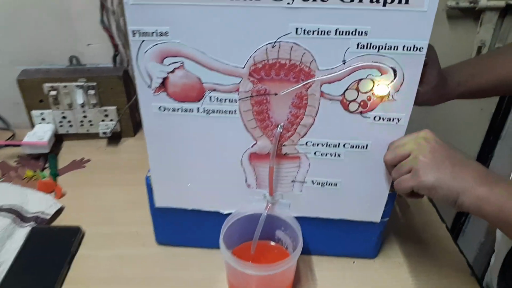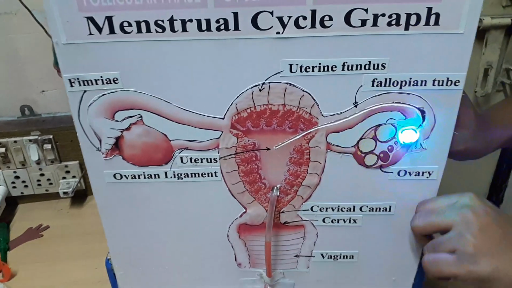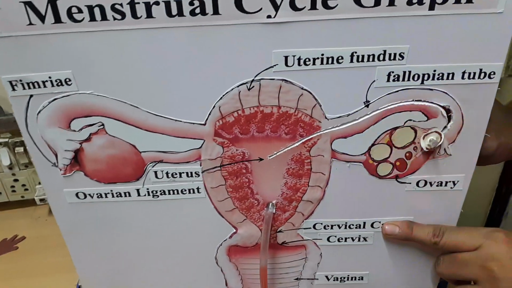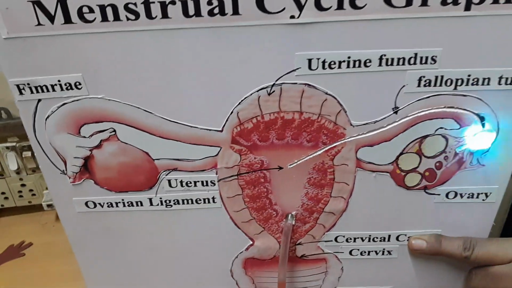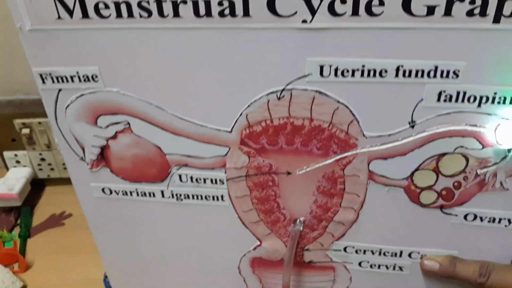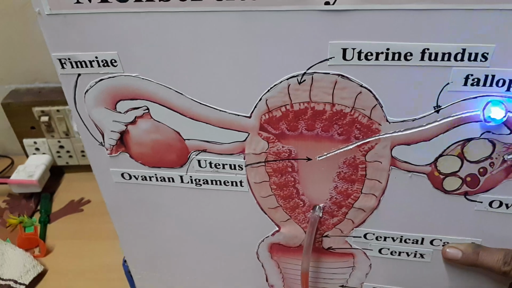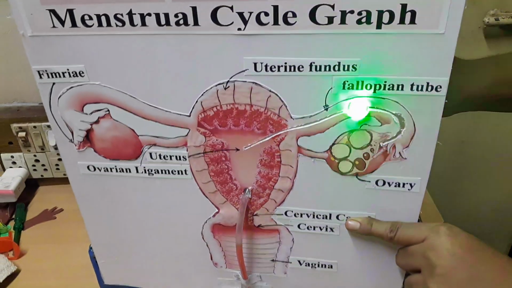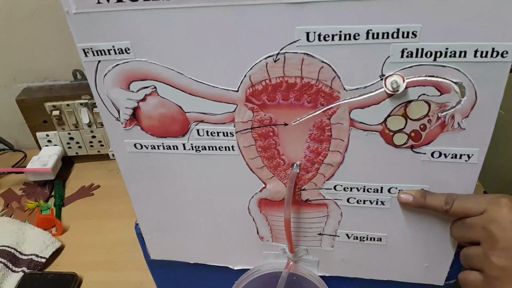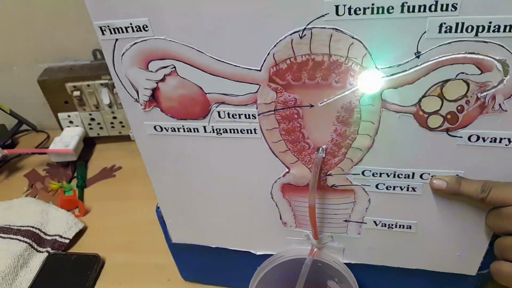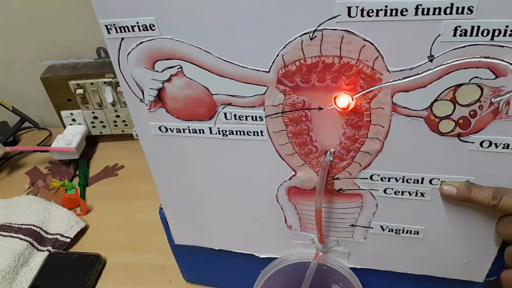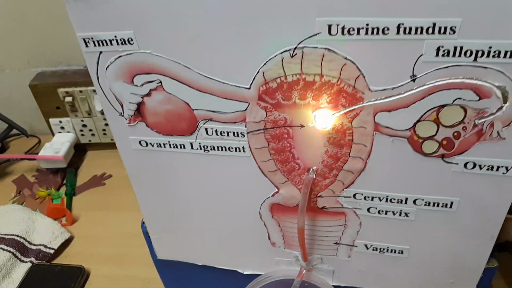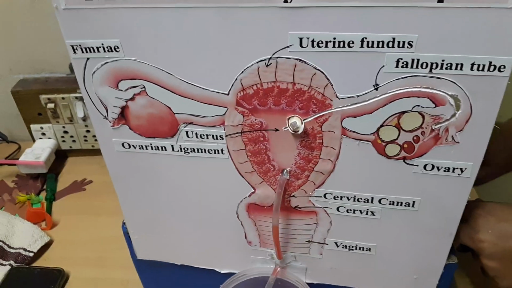Now let us see the working model of the menstrual cycle. On day 14, when the egg is released from the ovary, it travels across the fallopian tube and waits at the ampullary isthmic junction for its fertilization. If it's not fertilized, it will move slowly towards the uterus. If it is not fertilized by sperm within 30 hours, the egg will disintegrate.